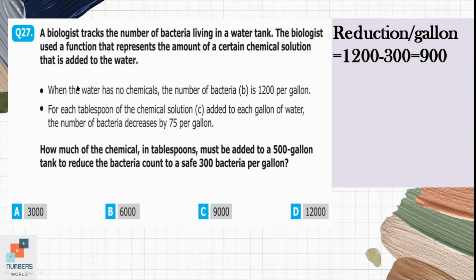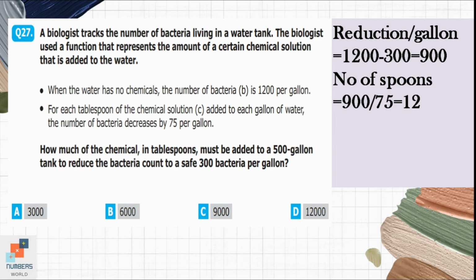Now, the second piece of information given in the question is that 1 tablespoon of the chemical solution decreases 75 bacteria per gallon. To find out how many tablespoons of the chemical solution are required to decrease 900 bacteria per gallon, we will divide 900 by 75, that is equal to 12. In other words, we may say that 12 tablespoons of the chemical solution decreases 900 bacteria per gallon.